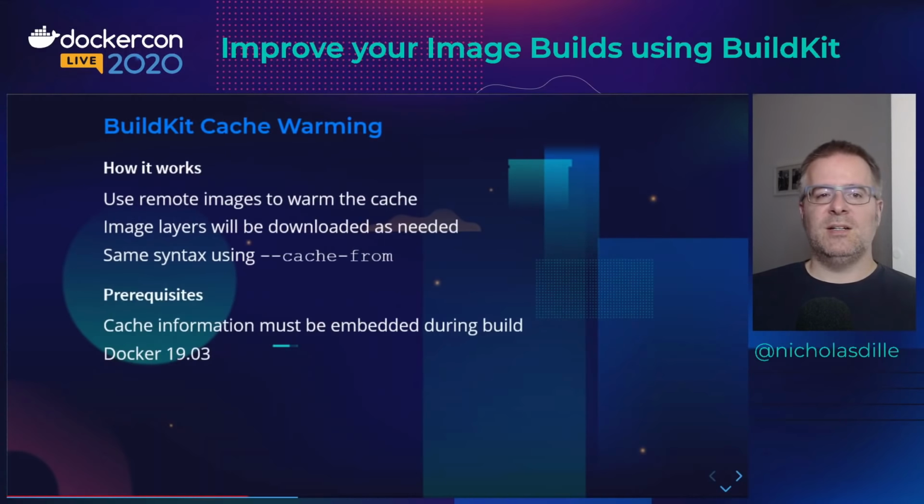So BuildKit adds something very different. Instead of you having to pull the image, BuildKit is able to go out to the registry hosting the image and download the layers it can use for the build cache. So let's take a look at this.